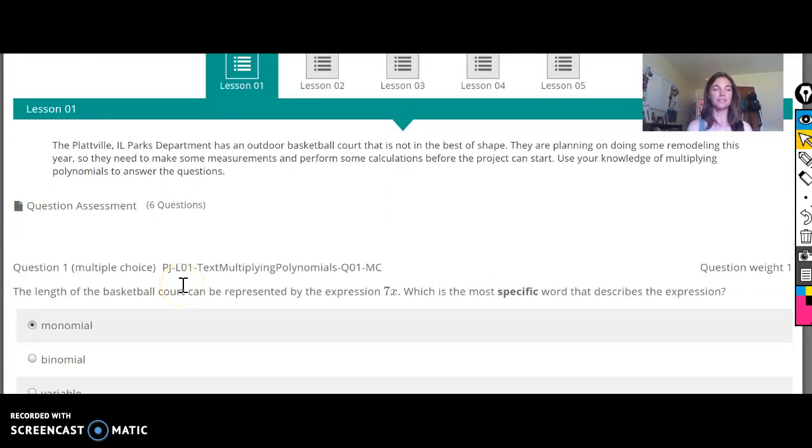The summary here is that the Platteville, Illinois Parks Department has an outdoor basketball court that is not in the best of shape. They are planning on doing some remodeling this year, so they need to take some measurements and perform some calculations before they can start. Use your knowledge of multiplying polynomials to answer the questions.